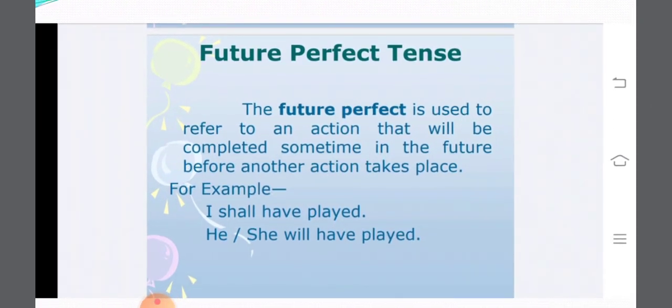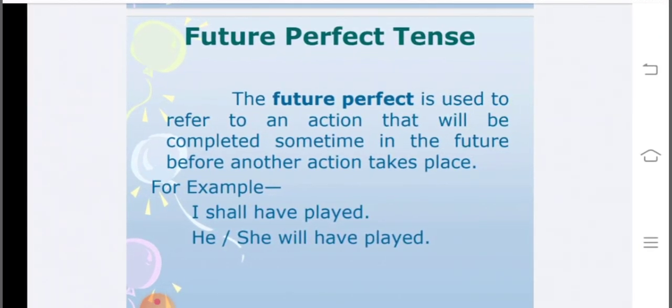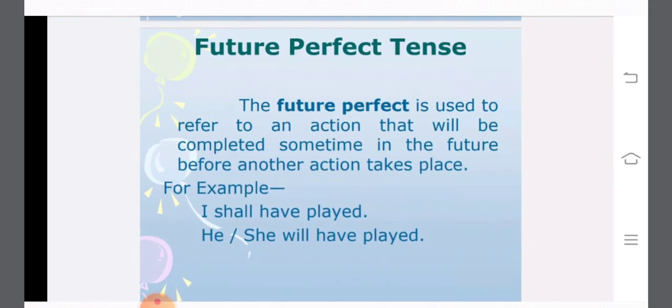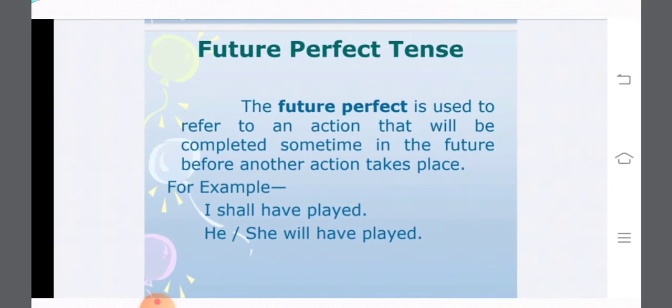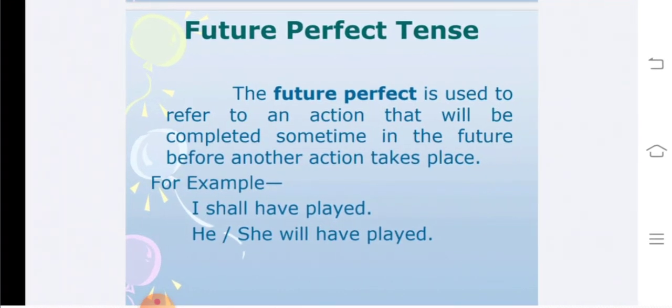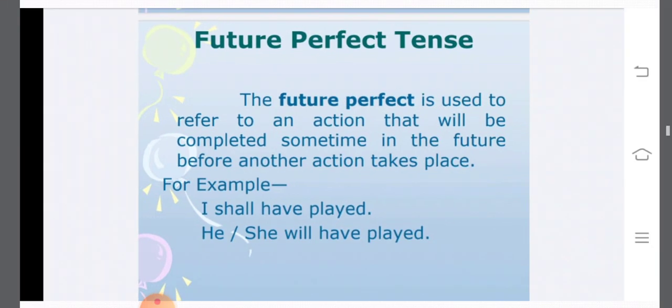Now future perfect tense. Future perfect tense is used to refer to an action that will be completed sometime in the future before another action takes place. So it is important to underline that sometime in the future the action will be completed, but before another action takes place, meaning there will be reference to two actions in the future, one after another. A simple example has been given here with reference to the same sentence that we are doing: I shall have played, he or she will have played.